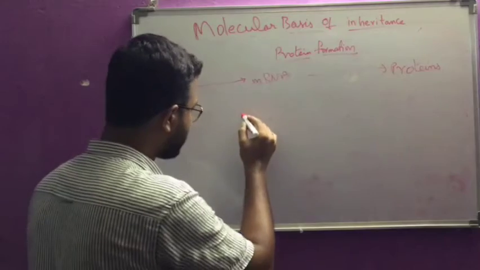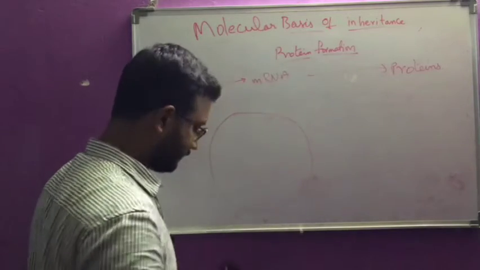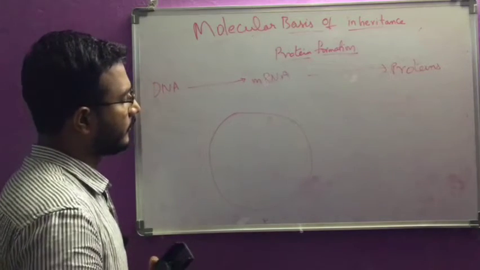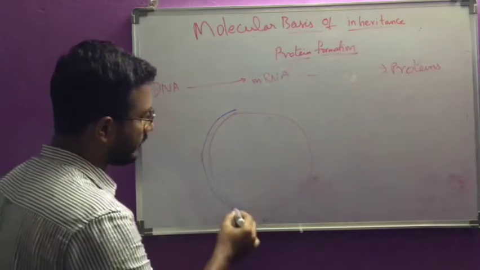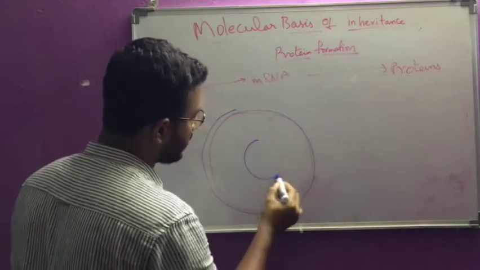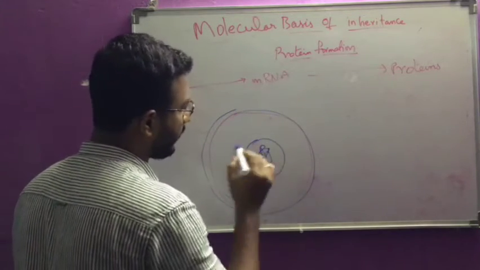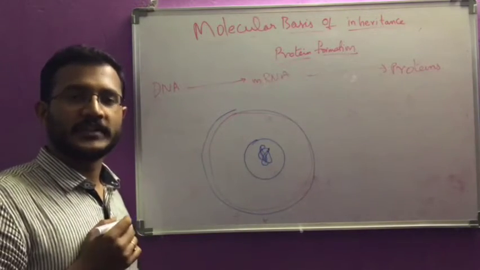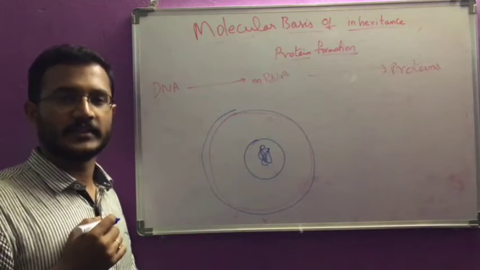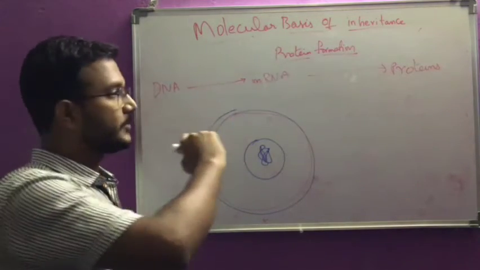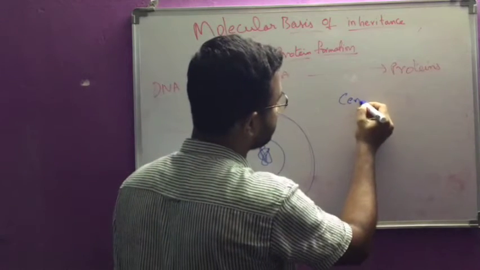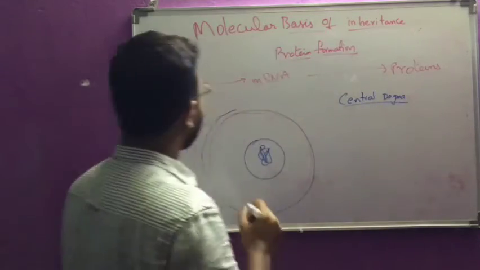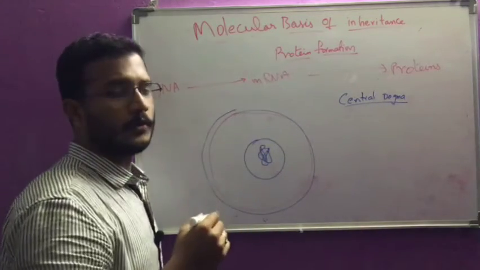For example, I am taking a cell. This is a cell, and this is the nucleus. This is the DNA. Now, for each and every function we need proteins. So how are the proteins formed in the cell? This process is known as the central dogma: DNA to mRNA, mRNA to proteins.